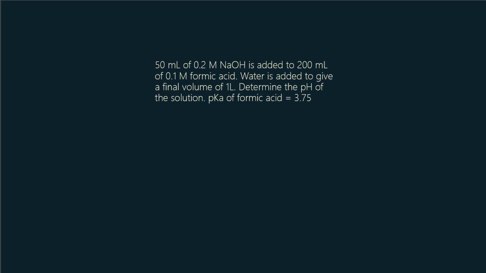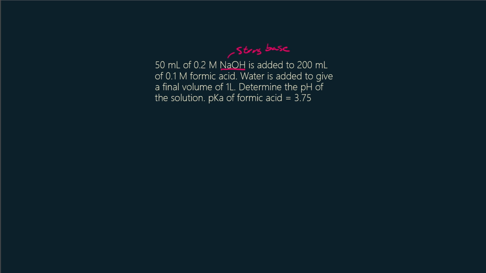50 milliliters of 0.2 molar NaOH is added to 200 milliliters of 0.1 molar formic acid. Water is added to give a final volume of 1 liter. Determine the pH of the solution. The pKa of formic acid is given at 3.75.